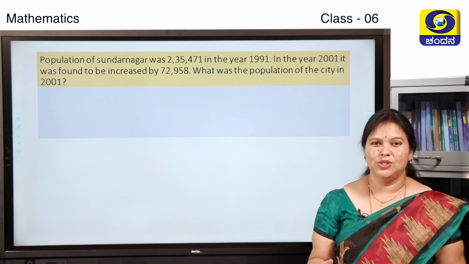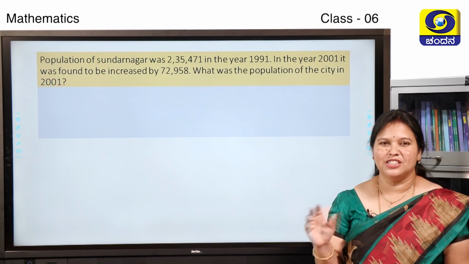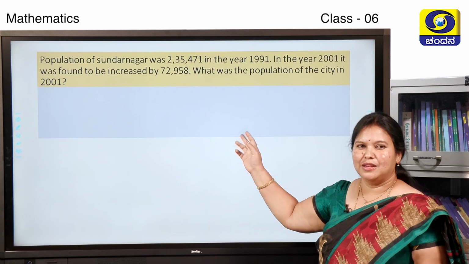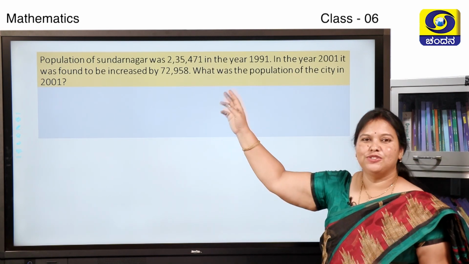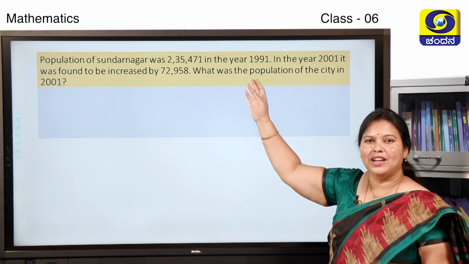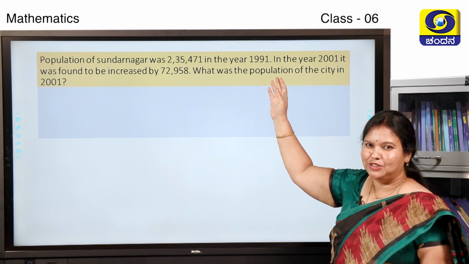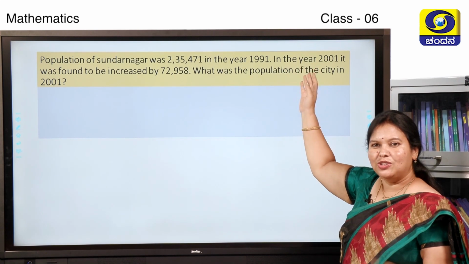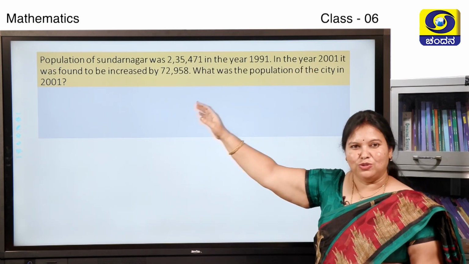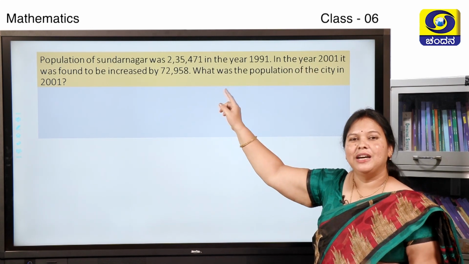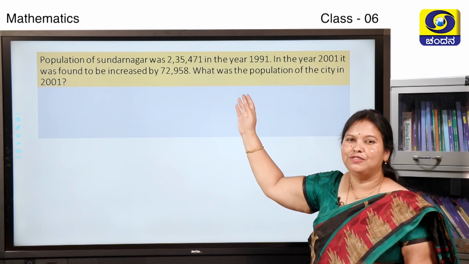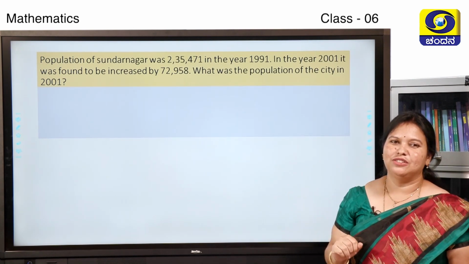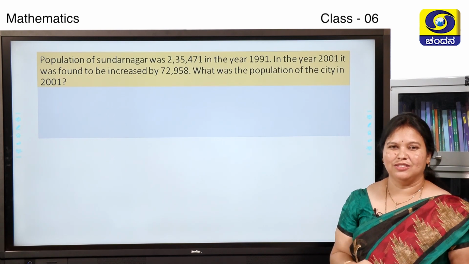Now, let us do some word problems using larger numbers. Here is an example. Population of Sundarnagar was 2,35,471 in the year 1991. In the year 2001, it was found to be increased by 72,958. What was the population of the city in 2001?